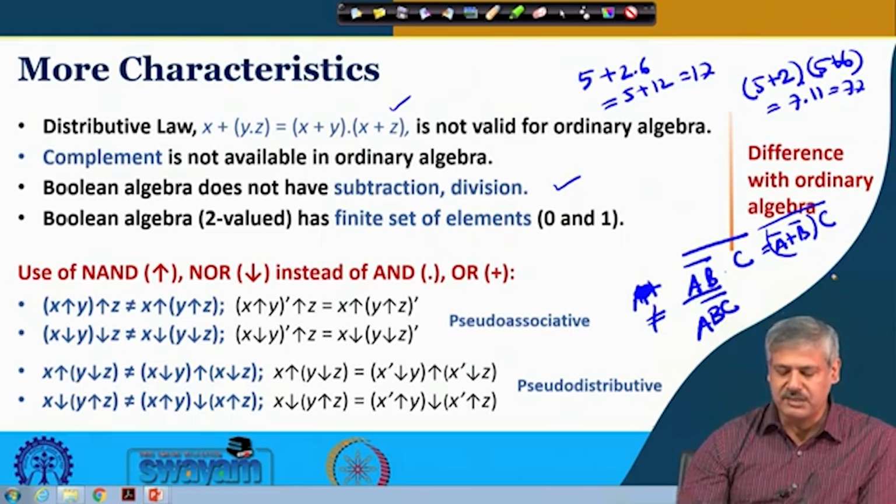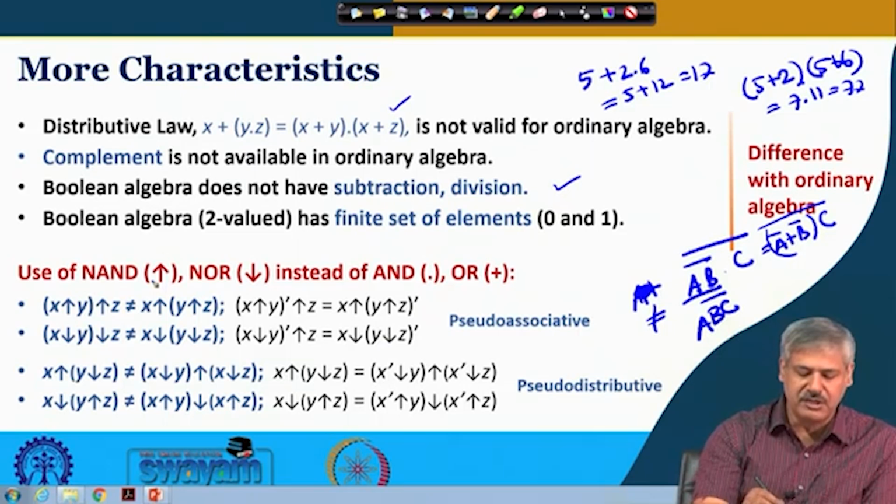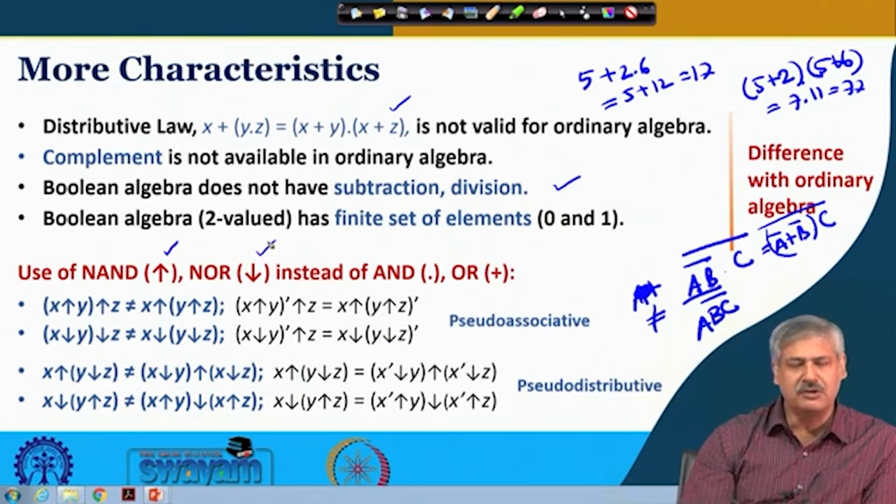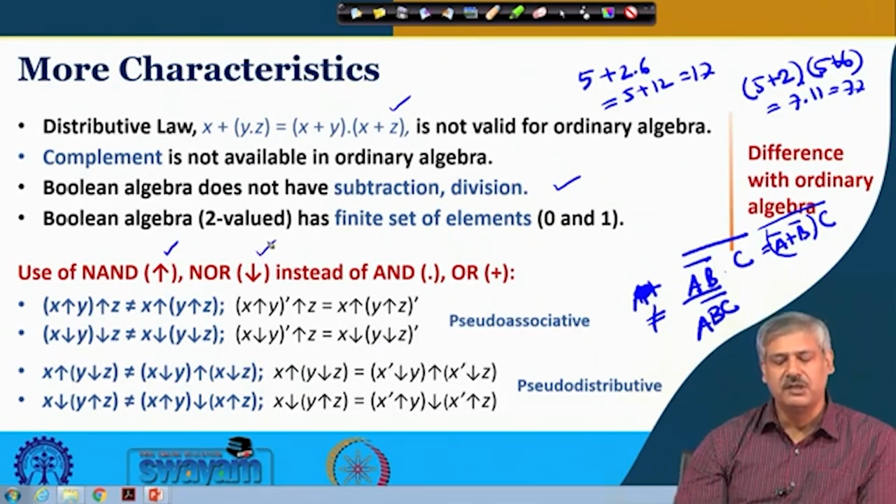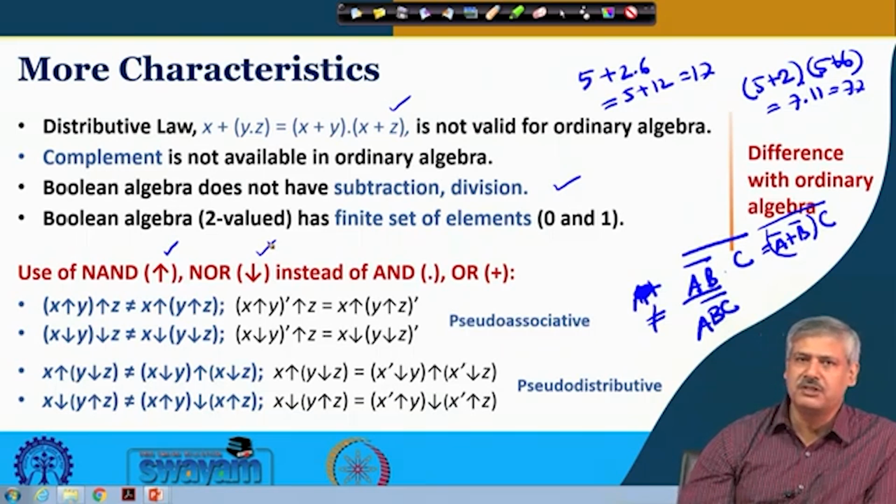In fact, what will match is a relationship like this. Here we have used this operator for NAND and this operator for NOR for better understanding. And similarly for distributive, as I said, they do not follow distributive law over each other. NAND is not distributive over NOR, or vice versa. NOR is not distributive over NAND.